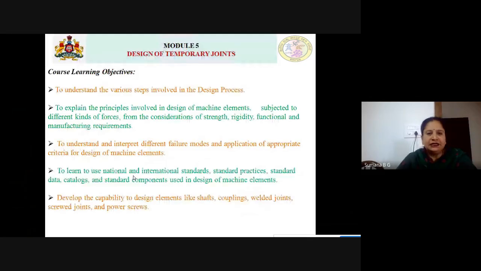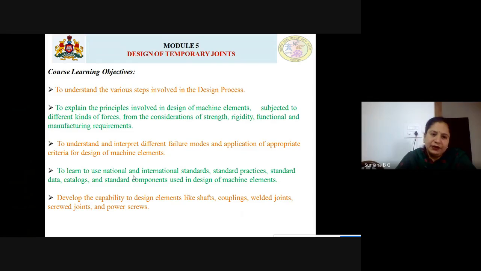The students learning this subject will be able to understand the various steps involved in the design process. They will be able to understand and explain the principles involved in the design of machine elements subjected to different kinds of loading conditions and forces, keeping various considerations in mind like strength, rigidity, functional and manufacturing requirements, etc.